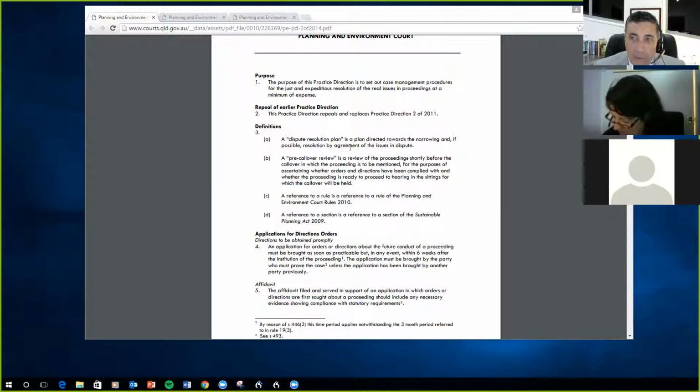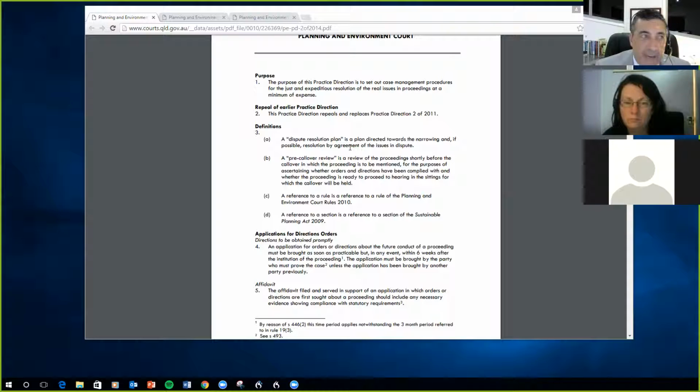Now, one of the ways the court seeks to achieve that, and in fact does achieve that, is through this concept of case management. And you'll see that there on the first line. Case management is where the judge, in the Planning and Environment Court context, will actively manage the case.